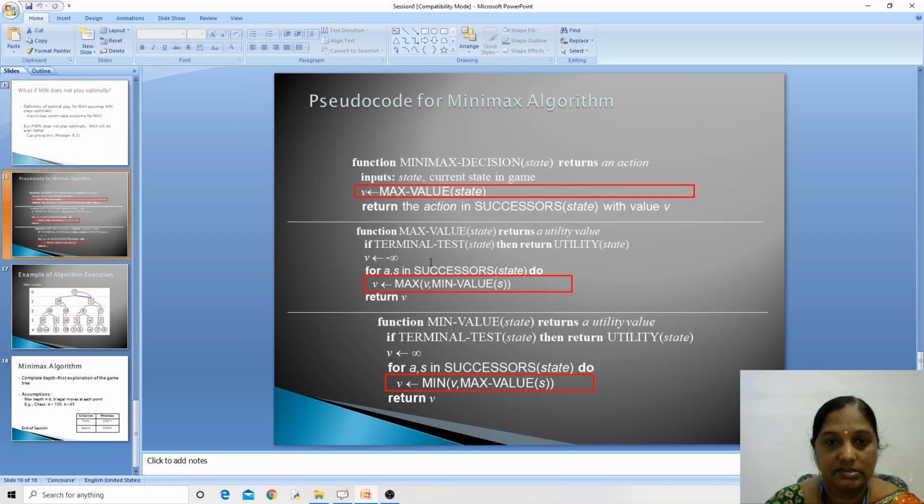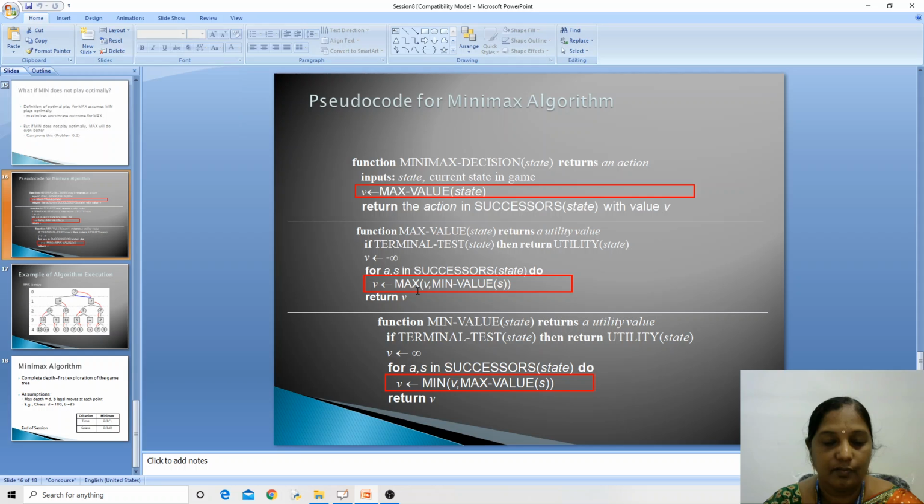And first you are assigning minus infinity to V, right? Because for max you are assigning minus infinity. For min you are assigning infinity. That's what we are doing here. That will come very clearly for alpha beta pruning, which we are going to discuss in the next session. For A and S in successor state, do what you are going to do here.